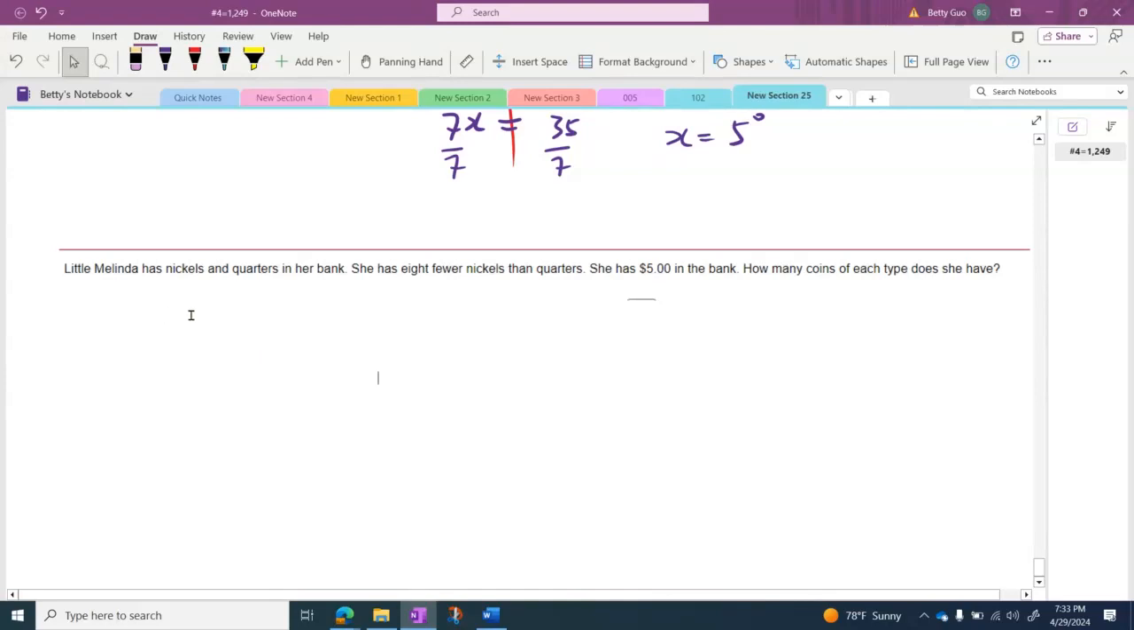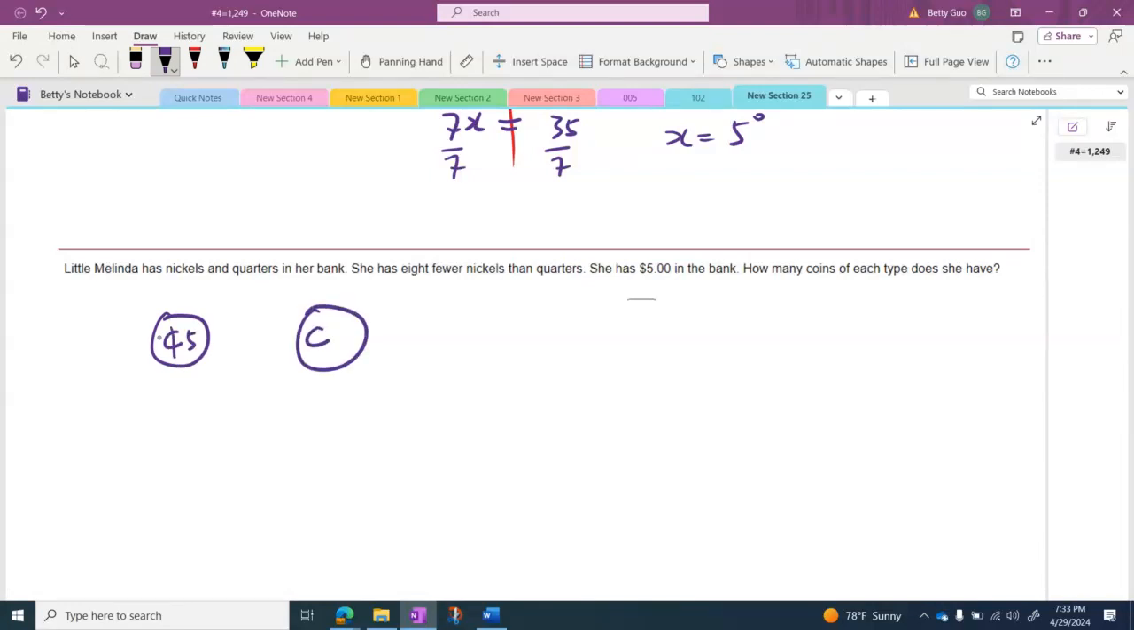Well, let's look at this problem. Little Melinda has nickels and quarters. Nickels, I remember, is 5 cents, right? Nickels, 5 cents. Quarters, 25 cents. In her bank, she has 8 fewer nickels than quarters. She has $5 in the bank. How many coins of each type does she have?